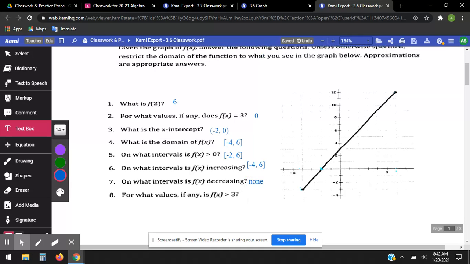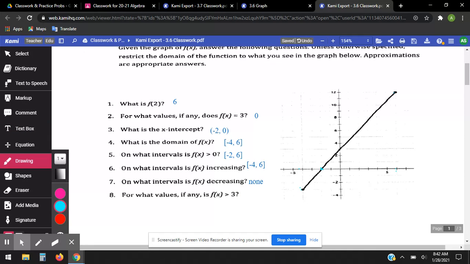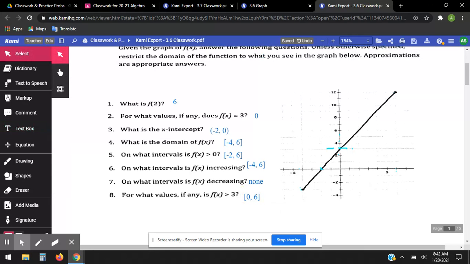For what values, if any, is f of x greater than 3? So when are my y's greater than 3? So if I look over here, y equals 3 right here. So basically at 0, when x equals 0, that is when my y's get bigger than 3. So I'm going to go from 0, and they continue all the way to 6.